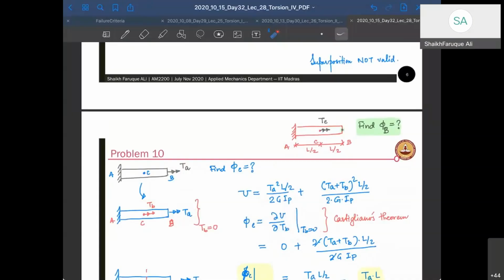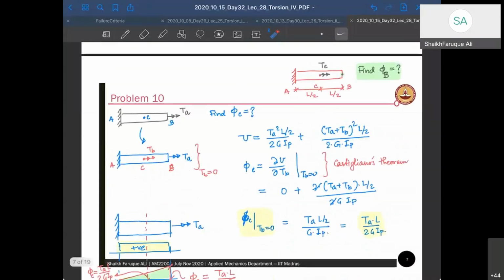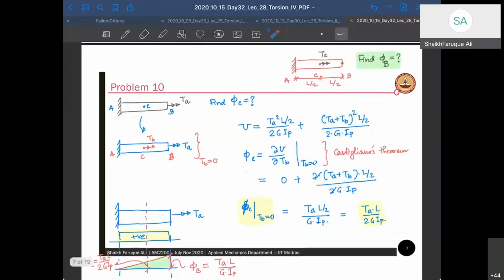So you know how to calculate this. This part is independent of TB, so that's going to be 0. This part is not independent of TB, therefore there will be something coming up. Now you put TB equal to 0, you get TAL by 2GIP. Is that correct? Will that be correct?